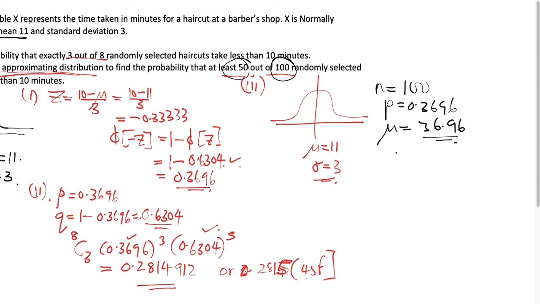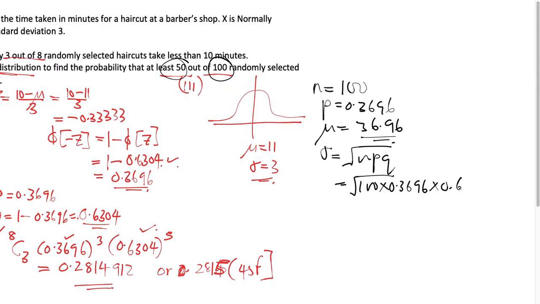Once we have the mu, I can find the standard deviation. The standard deviation is the square root of npq. So that should be the square root of 100 times 0.3696 times 0.6304, and the answer that I've got is the square root of 23.299584. I'll just leave it as a square root for now.